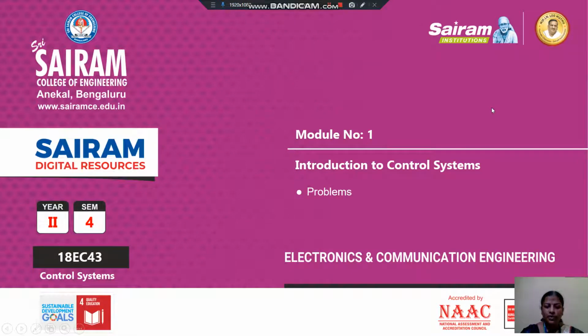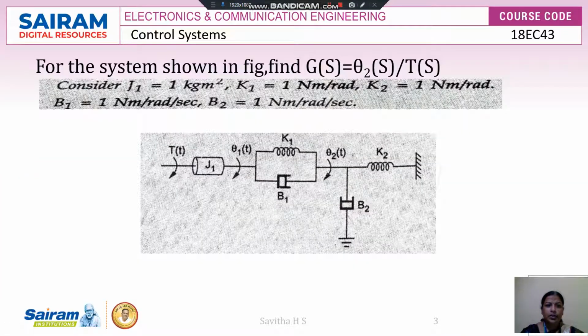Dear students, we'll see some more problems in this video. First problem we are considering: for the system shown in the figure, find G(s) = theta 2(s) by T(s). The diagram is given here like this.